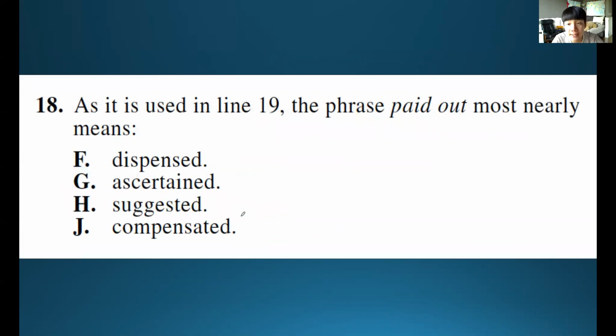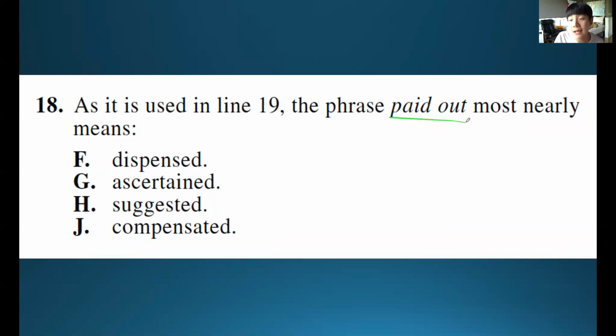18. As used in line 19, the phrase paid out most nearly means. So what does paid out mean? Well, this one's easy. Just go to line 19 and answer the question. Line 19 says, one naval officer paid out 8 miles of hemp rope. So they're trying to prove how deep it is. And he paid out 8 miles of hemp rope, and nothing happened, right? Concluded the sea had no bottom.